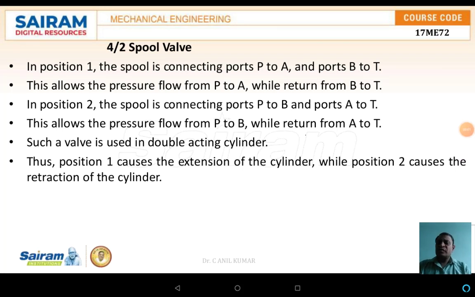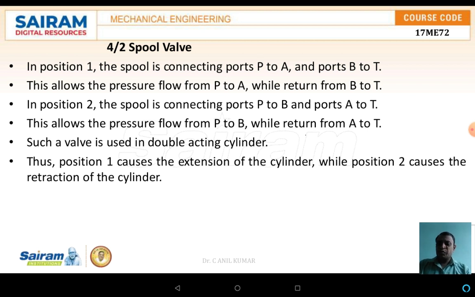Hello everyone. Now what we are discussing in this is a 4 by 2 spool valve. In position 1, the spool connects port P to A and port B to T. This allows the pressure flow from P to A while the return flow goes from B to T.